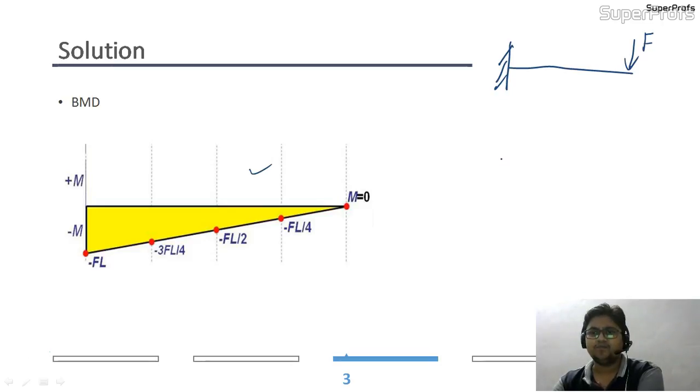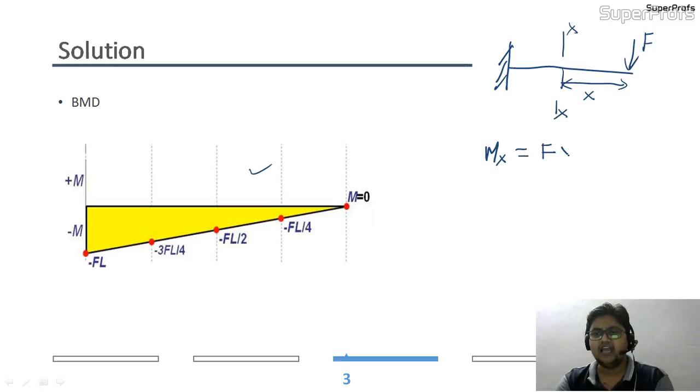This was the F, and I am trying to take a section. I am taking a section X here, which is at a distance of X from the free end. I will try to write what the equation of bending moment is at this section. If I represent the bending moment at section X as Mx, then this Mx will be nothing but F into X, and as this force F is trying to sag the beam, it will always be negative.